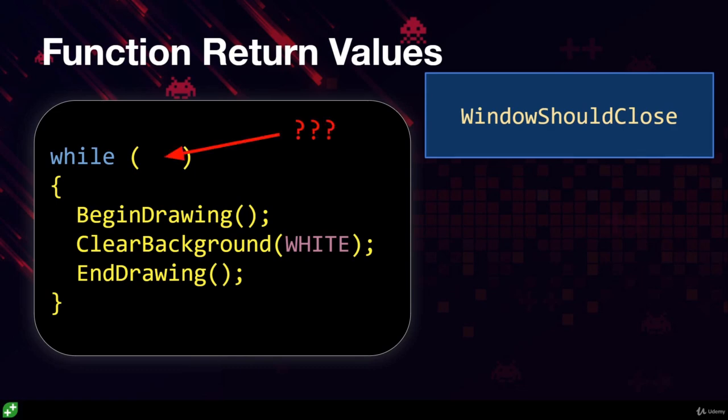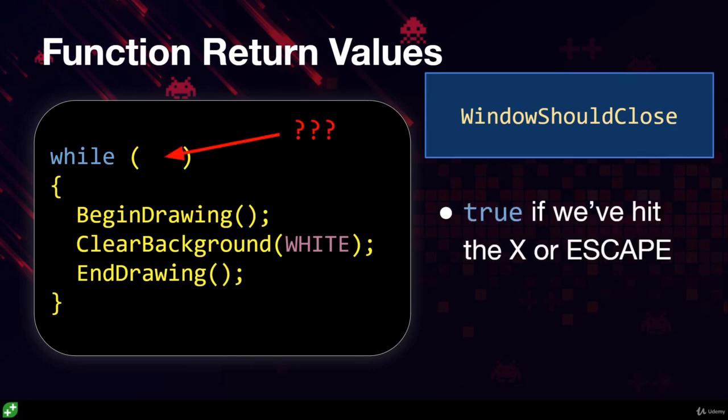So I want you to think for a second, how can we use the function WindowShouldClose in our loop condition? Remember, WindowShouldClose returns true if we've hit the X or the escape key. In other words, it's true if we should stop showing the window. It's false when we should keep the window open.